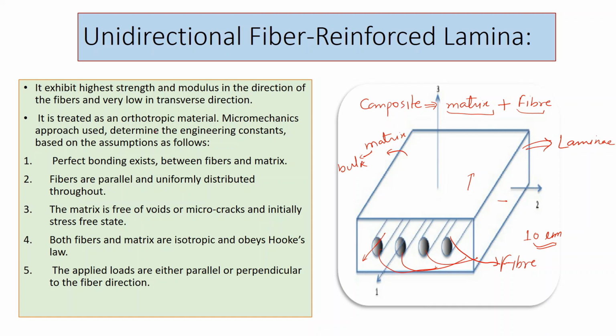So we will see here. It exhibits the highest strength and modulus, meaning the modulus of elasticity or Young's modulus of the fibers, and very low in the transverse direction. So high strength and modulus in the direction of the fiber. In this direction, we will have very high strength in direction 1, and low strength in directions 2 and 3. Now it is treated as an orthotropic material.